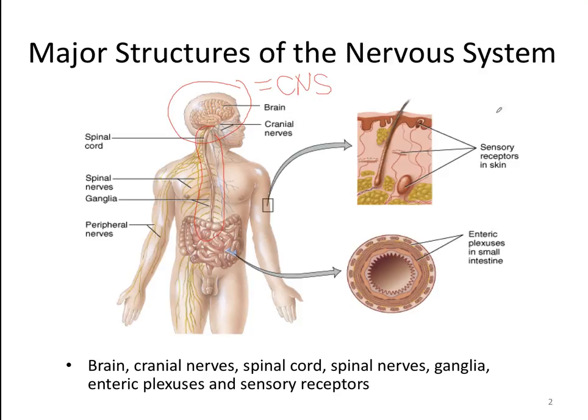this terminology. The nervous system also includes sensory receptors, so if you think back to homeostasis and feedback loops, sensory receptors are structures that detect changes in stimuli. So external stimuli could be heat or cold or pressure, and internal stimuli are of course going to be things like blood pressure, stomach acidity, etc.